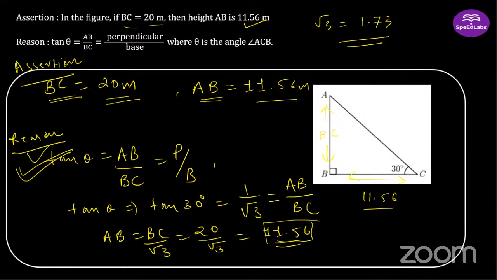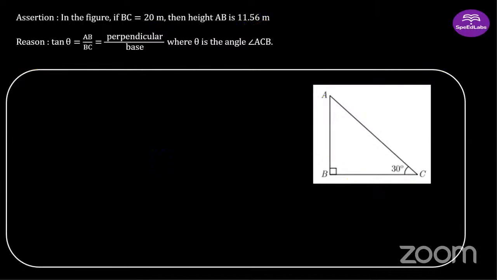I just didn't understand how to solve 20 by root 3. See, for root 3 we have the value 1.73. We'll go with the basic calculation only. See, 20 by root 3. Now root 3 is equal to 1.73. So then simple division we'll be doing.